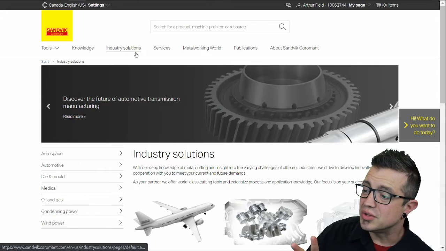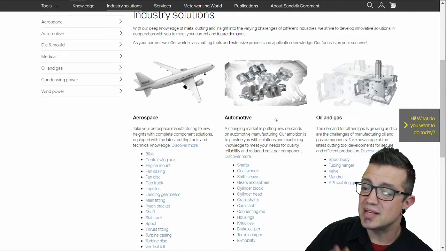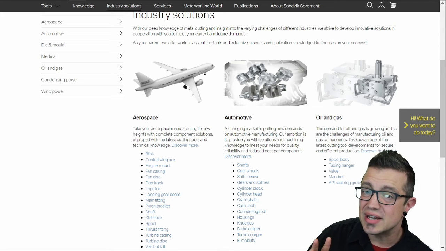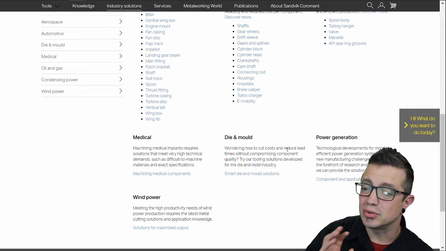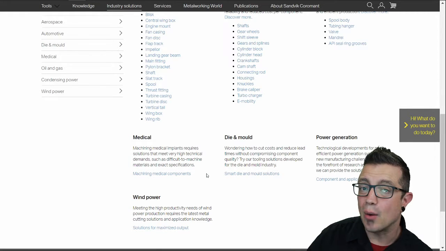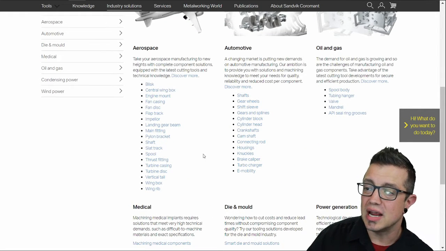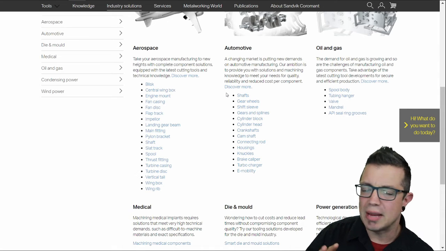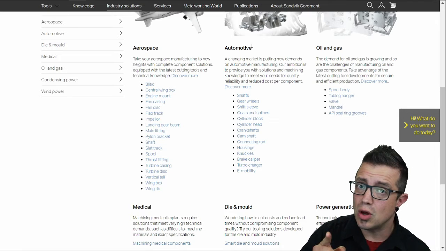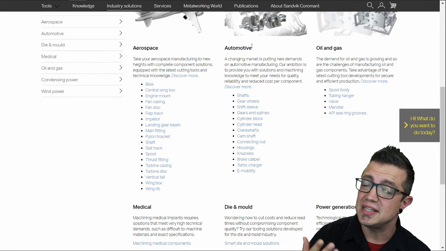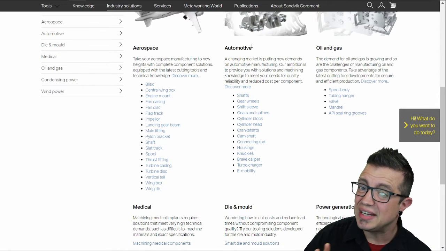The moment you load this page, you're going to see they have aerospace, automotive, oil and gas. So if you're looking at anything in those areas and it's new to you, they have it broken down. They also have medical, die mold, power generation, and wind power. But I want to bring your attention here to aerospace, right? You may think, oh, okay, but I'm not working on an aerospace component, or I'm not working on an automotive. No, but the solutions that could benefit you could very well be under any of these categories.